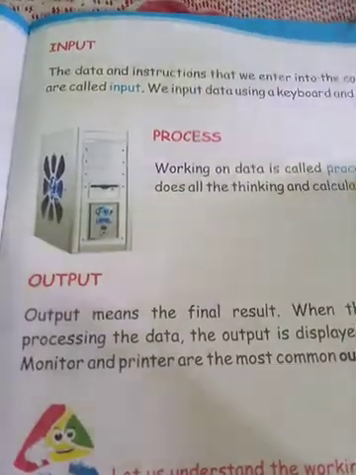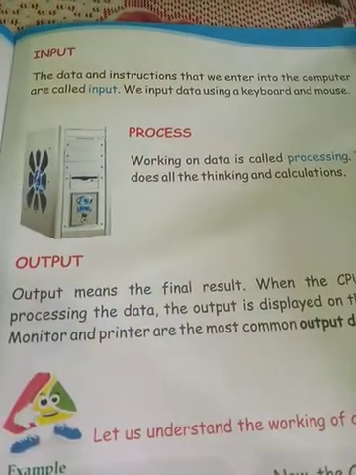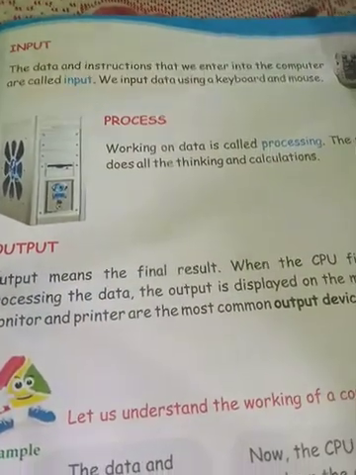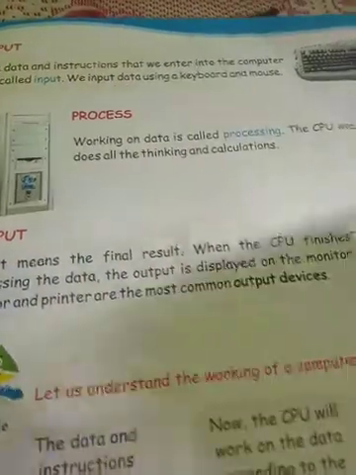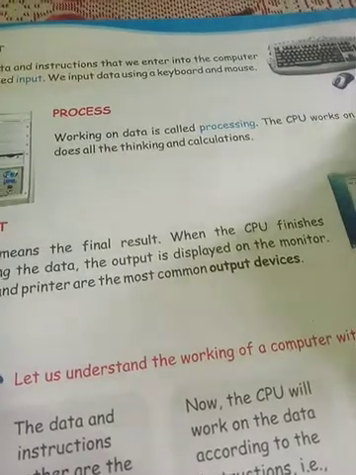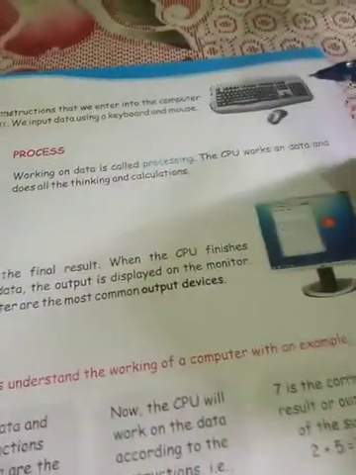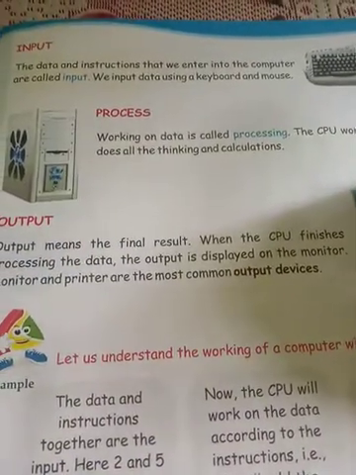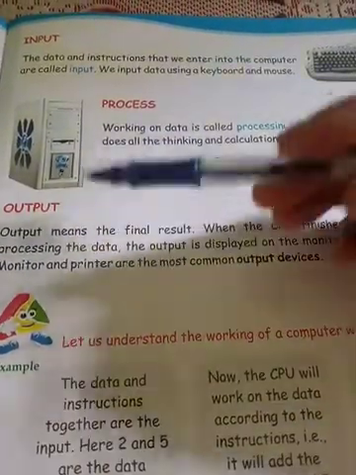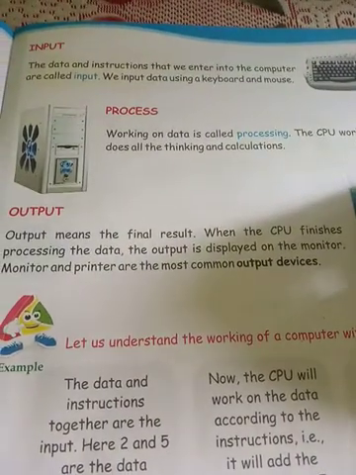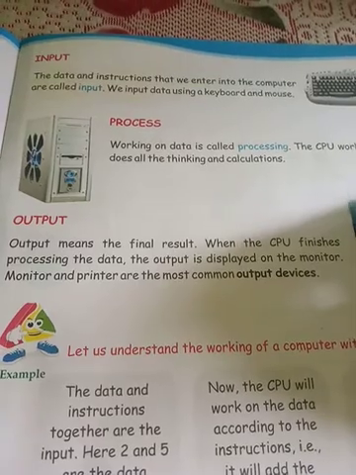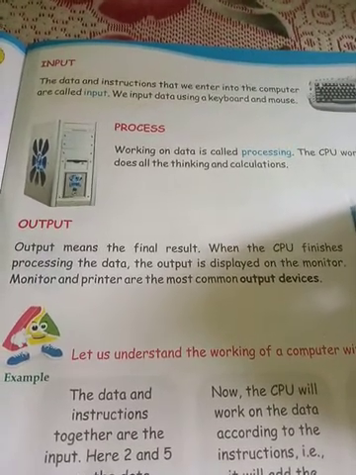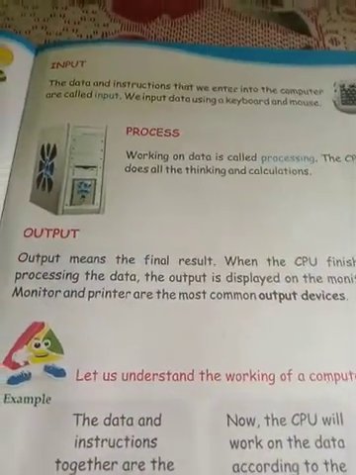Okay children, now what is input? The data and instructions that we enter into the computer are called input. We input data using a keyboard and mouse. Process: working on data is called processing. The CPU works on data and does all the thinking and calculation. Output means the final result. When the CPU finishes processing the data, the output is displayed on the monitor. Monitor and printer are the most common output devices.